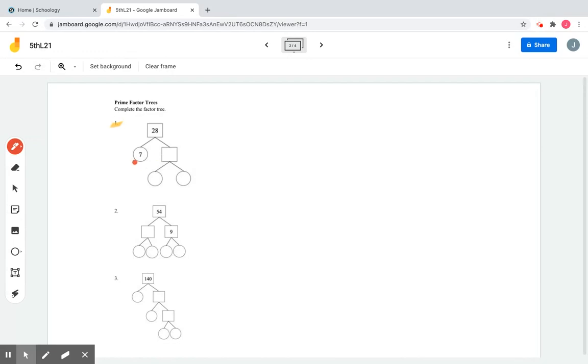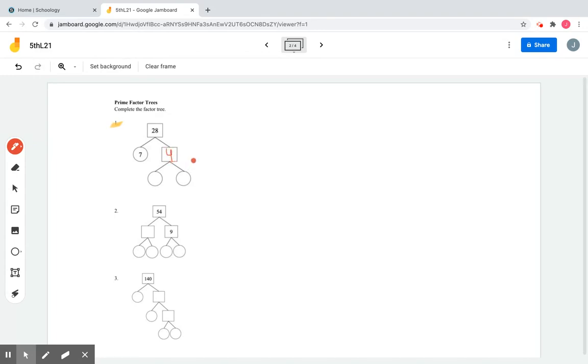So if you look at 7, 7 is in the circle, which means it is a prime number because it has two factors that are 1 and 7, which is itself. And it doesn't have any more factors, so this is a prime number. So 28 is broken down into two factors, and one of the factors is 7. In order to find the number in the square, you're going to divide 28 by 7. So 28 divided by 7 is 4.